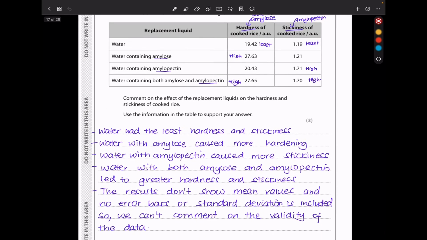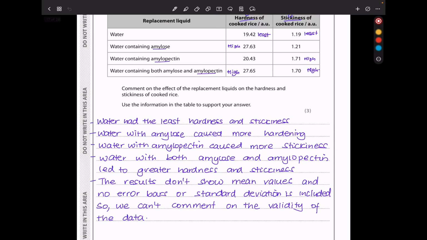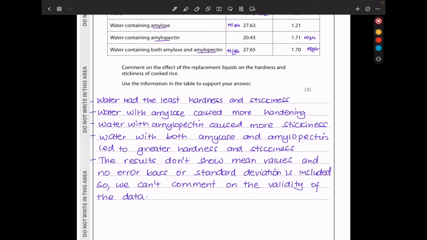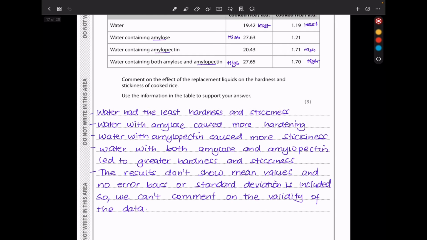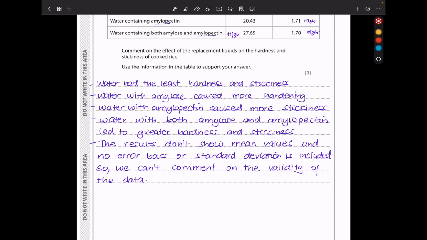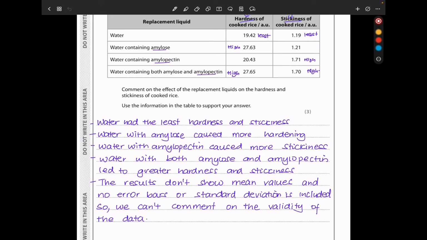So here they said comment on the effect of the replacement liquids on the hardness and stickiness of cooked rice. They want you to use the information in the table to support your answer. Since I've already explained from the table, I said water had the least hardness and stickiness. Water with amylose caused more hardening. Water with amylopectin caused more stickiness. Water with both amylose and amylopectin led to greater hardness and stickiness. However, the results don't show mean values and no error bars or standard deviation, so we can't comment on the validity of the data.